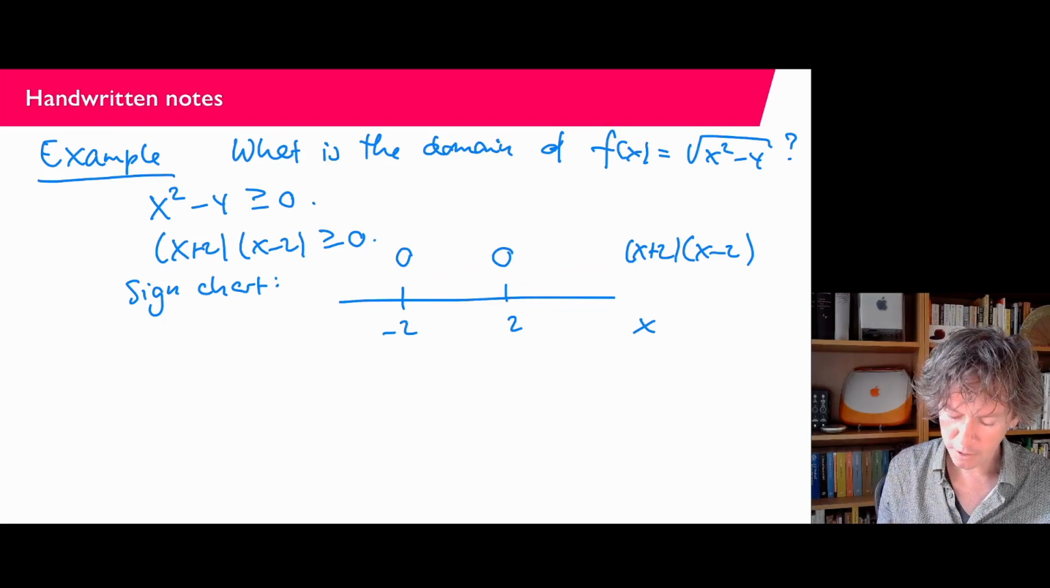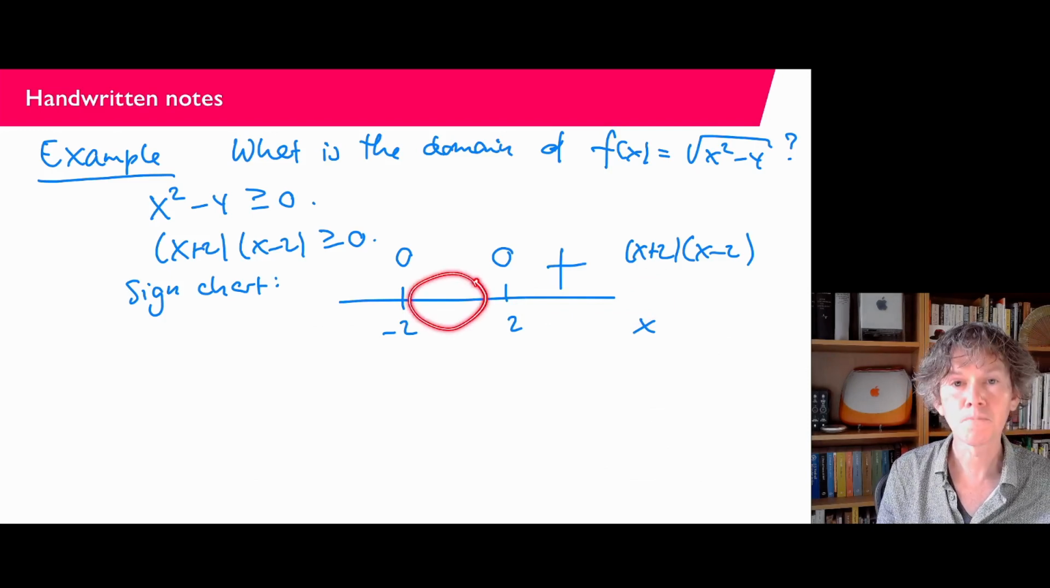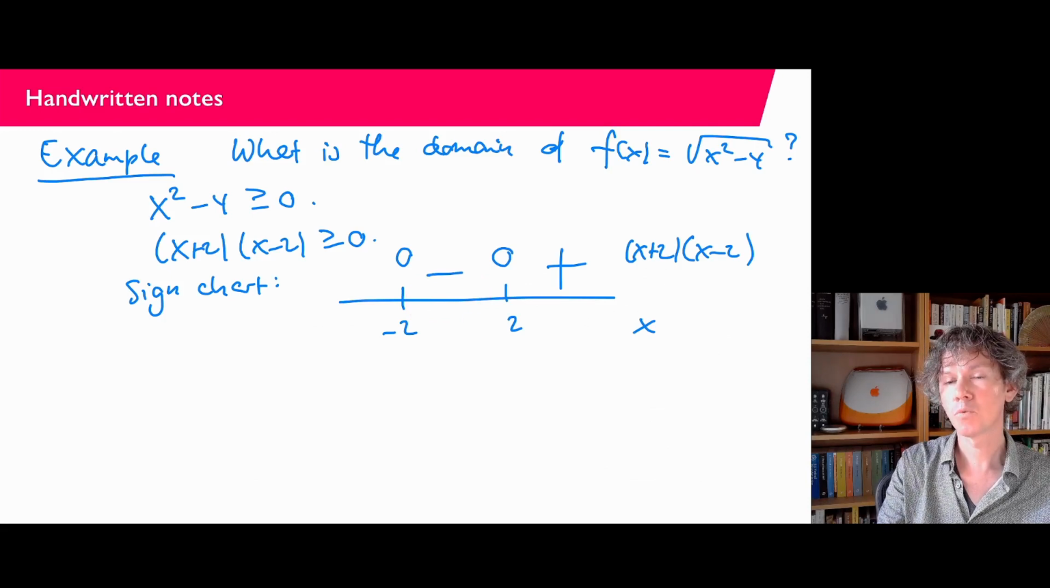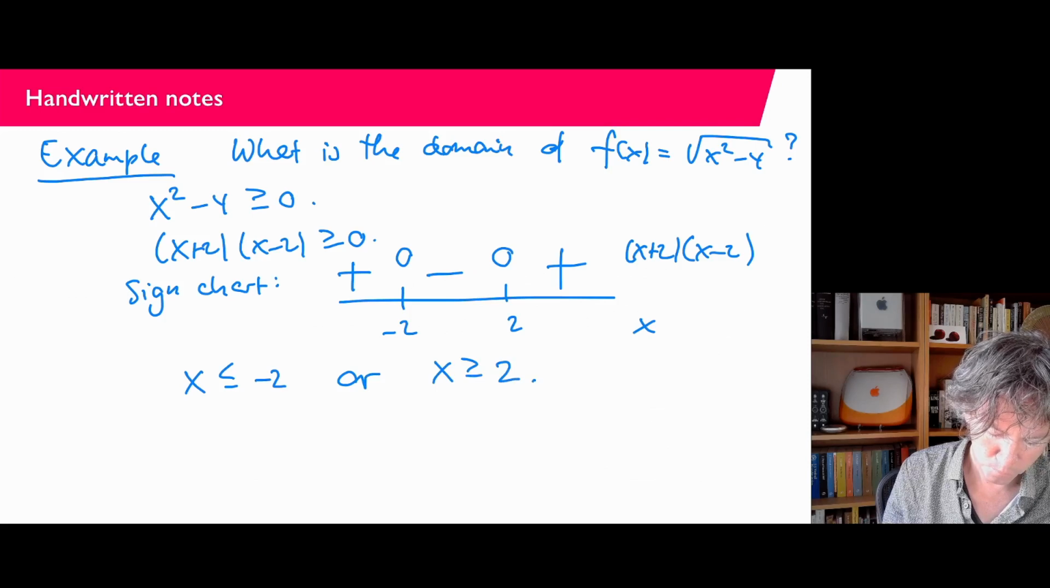To find out the sign, let's say in this region, we pick x equals 1000, and then we get plus times plus equals plus. In this region, we could pick 0, because that's in between there, and then we have 2 times minus 2, that's negative. And left of minus 2, we pick minus 1000, we get minus times minus equals plus. So we can now read off that x should be less or equal minus 2, or x should be bigger equal 2.